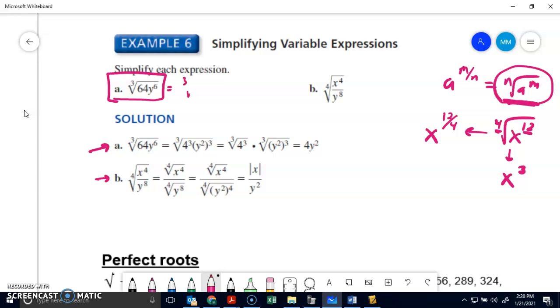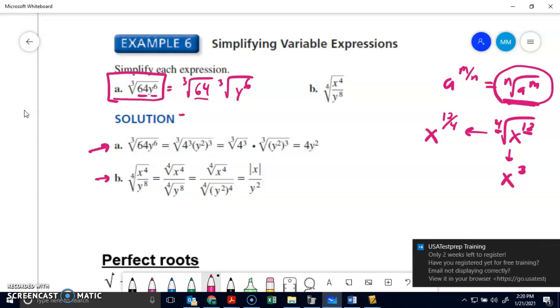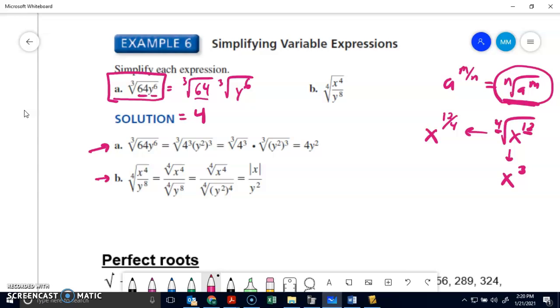I have a cubed root of 64. And the cubed root of y to the 6. And we'll break it up into two parts and treat the numbers separate from the variables. What's the cubed root of 64? 4. What's the cubed root of y to the 6th? When you're dealing with radicals, you divide exponents. 6 divided by 3 answers y squared. Then we come to this one.